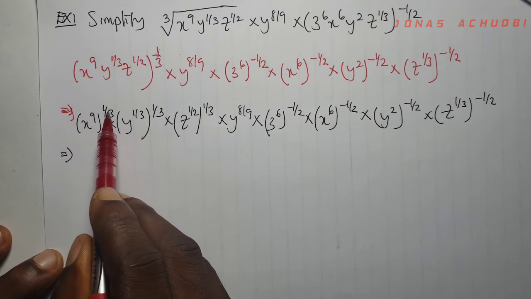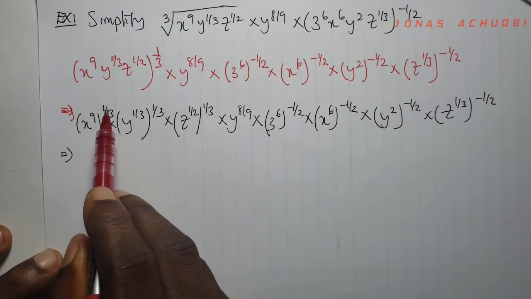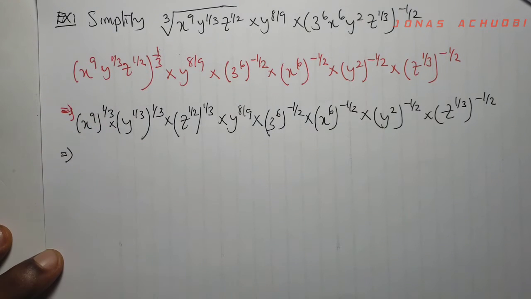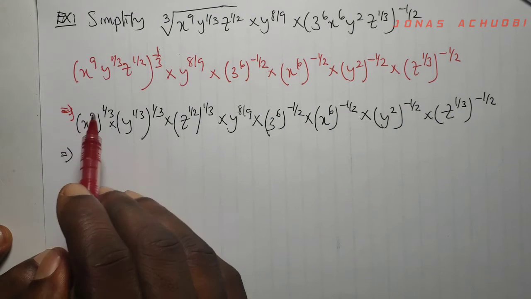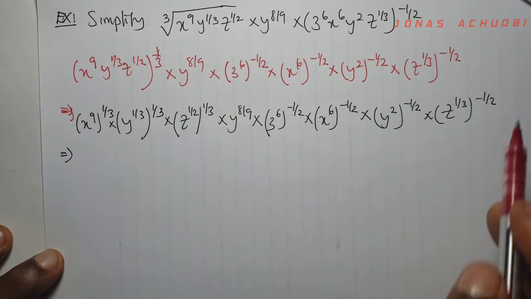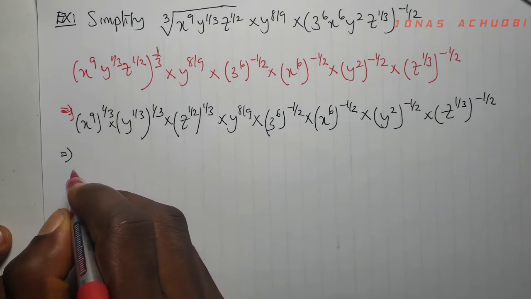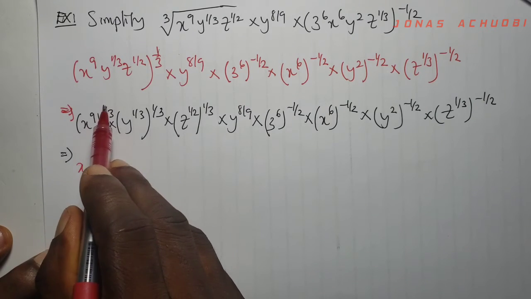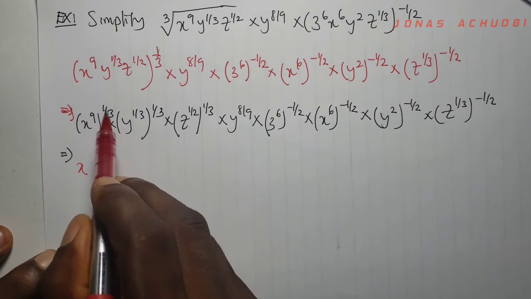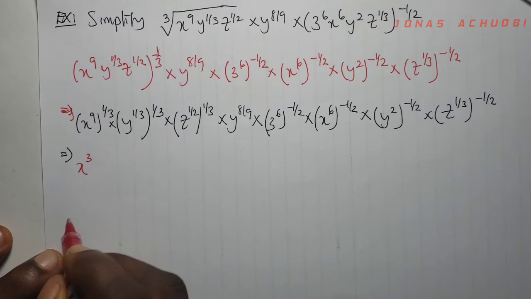If we have two powers, one power inside and the other one outside the bracket, what should we do? We should multiply out the powers. So I'll multiply the power inside the bracket and the powers outside the bracket. So the first one I have here, x raised to the power, 9 times 1 is 9. Then 9 over 3 is 3. So that's x raised to the power 3.